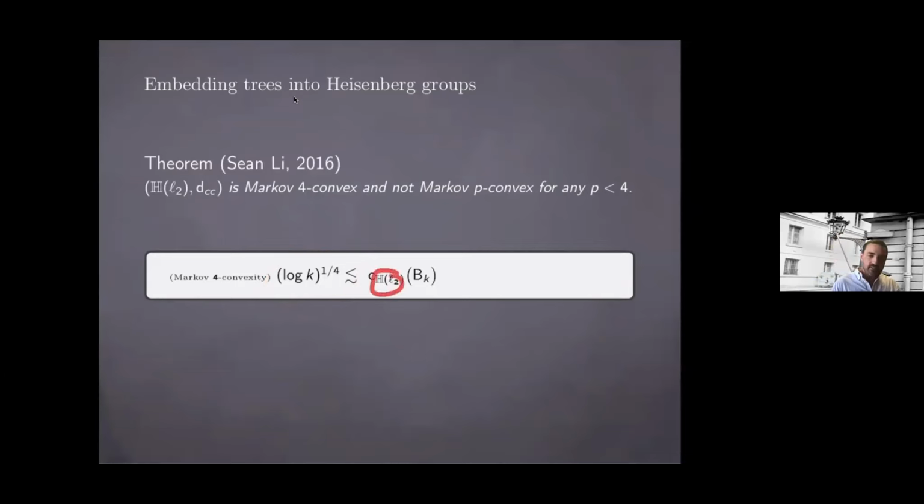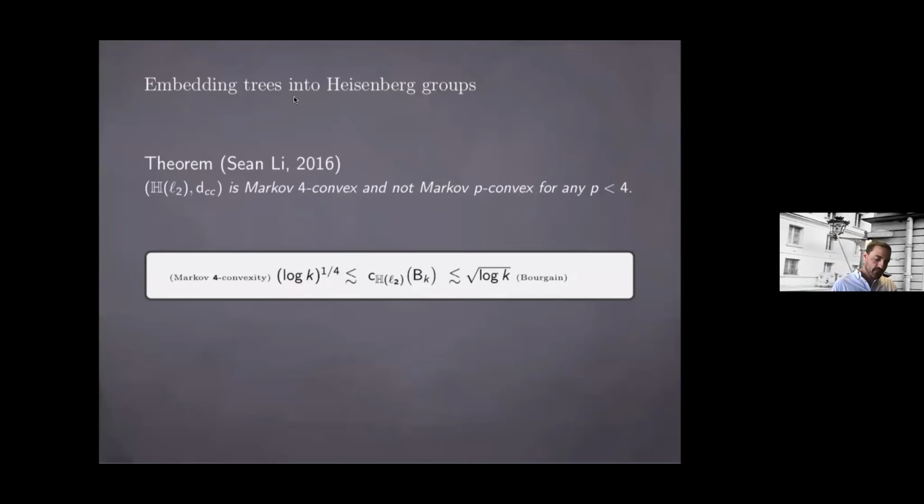Now, the Heisenberg group over L2 contains actually a copy of L2. So you have the following upper bound, because we know that we can embed the binary trees into L2 with distortion square root of log k. And so there is a gap between the lower bound and the upper bound.